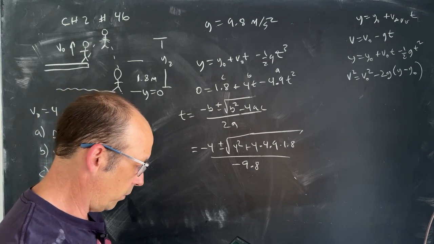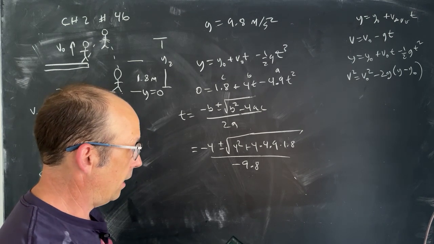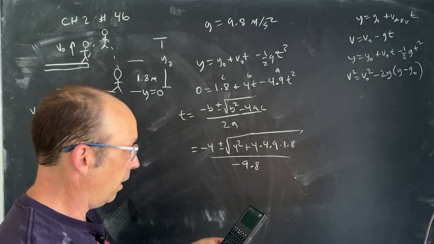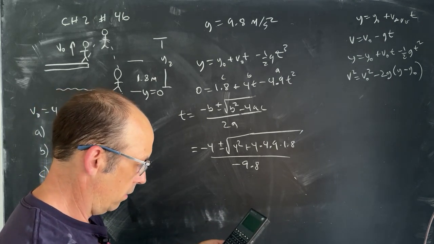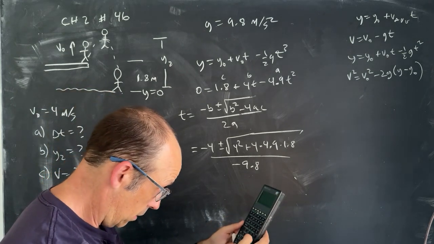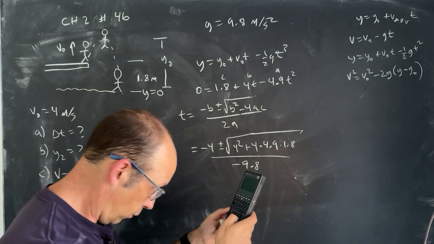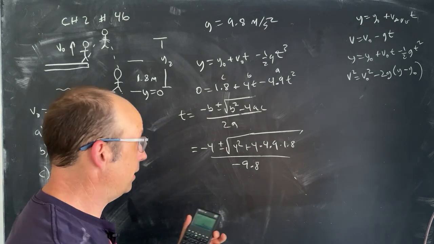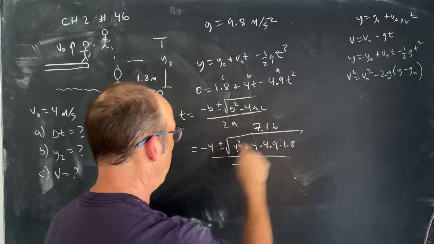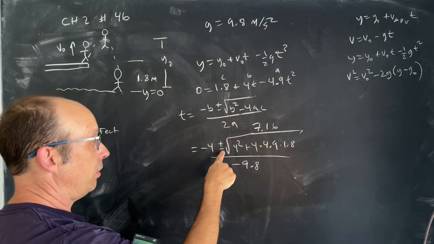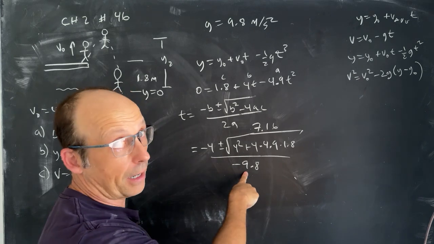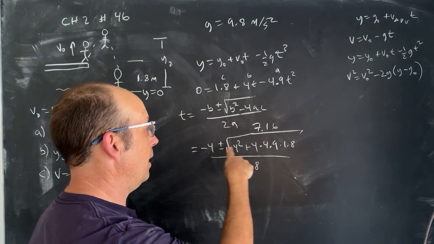I get 4 squared, which is 16. And then I have 4.9, 1.8. And then add that and take the square root. So this is 7.16. So if I say 7.16 plus this, I'm going to get a positive number on the top. And if I have a positive number on the top divided by a negative, I get a negative time. So I want to take the minus.